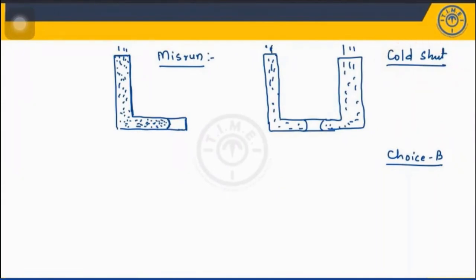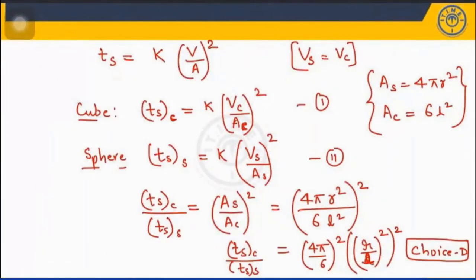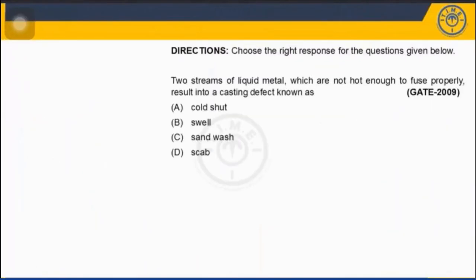And the same type of problem was asked in GATE 2009, sorry, not 2006. That's why I have taken it at a later stage, so that you can appreciate why these note points which I used in the classes are important. Two streams of liquid metal which are not hot enough to fuse properly. So what is the correct answer?